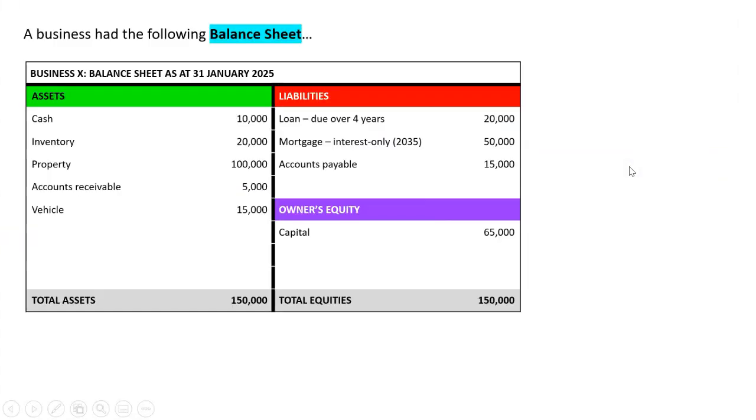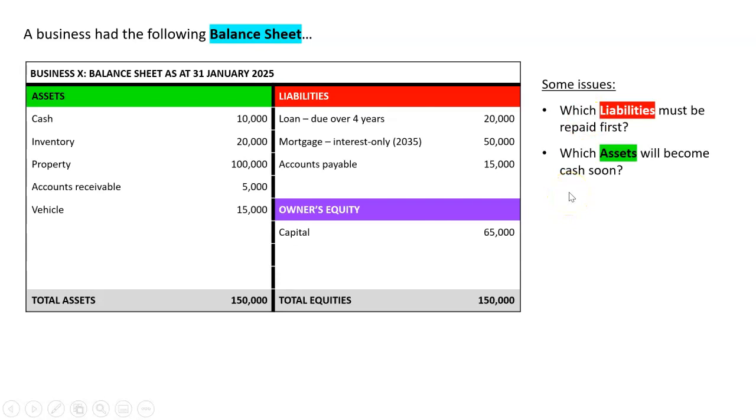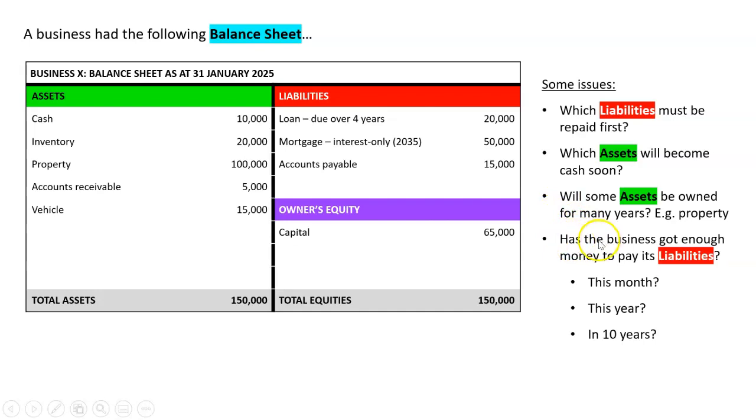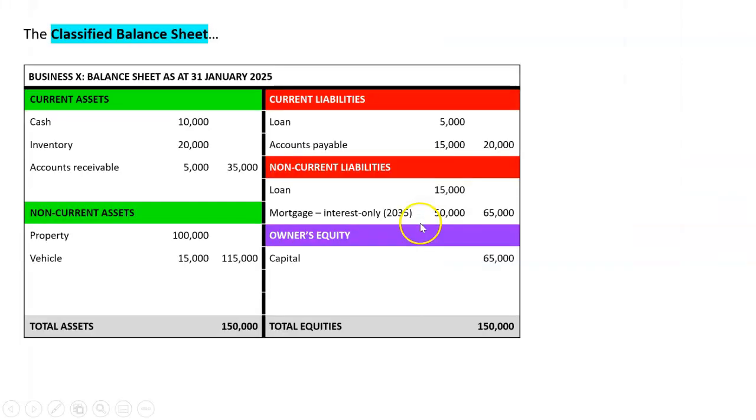It gives us more information so we can make better decisions and understand things. So we're going to stop doing just a regular balance sheet here with everything under one group called assets and liabilities, okay? Because it doesn't answer questions like this. Which liabilities must be repaid first? Which assets will become cash soon? Will some assets be owned for many years? And has the business got enough money to pay its liabilities this month, this year, in 10 years, etc.? So that's no good. So we're going to classify things like this.